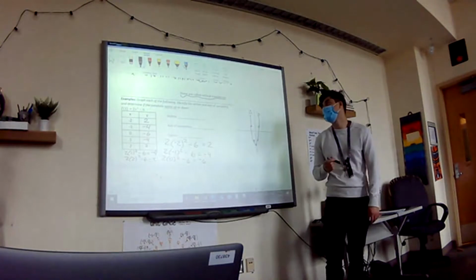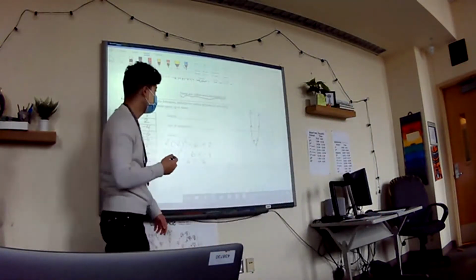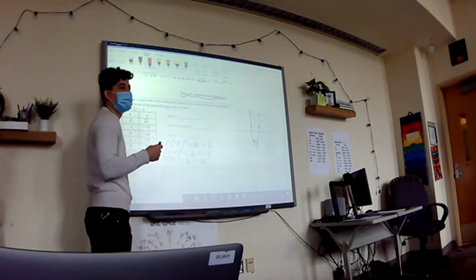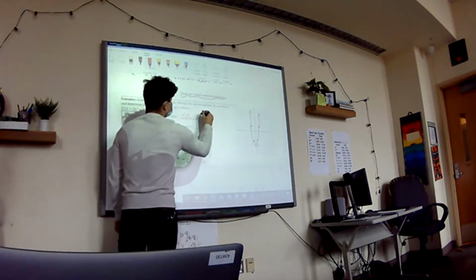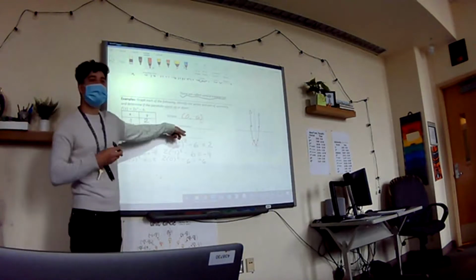Okay, cool. All right, now remind me, what's the vertex? Yeah, -6 is right here. It's not just -6 though. It should be 0, -6, that point. Then the axis of symmetry, what's that?